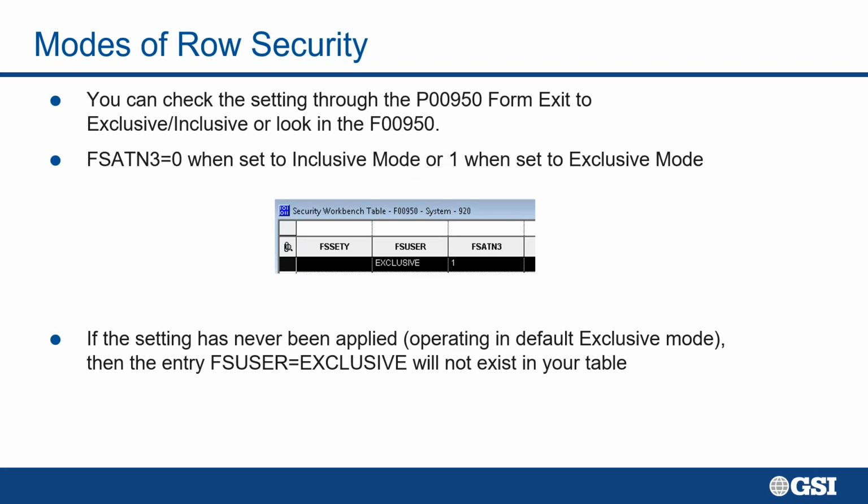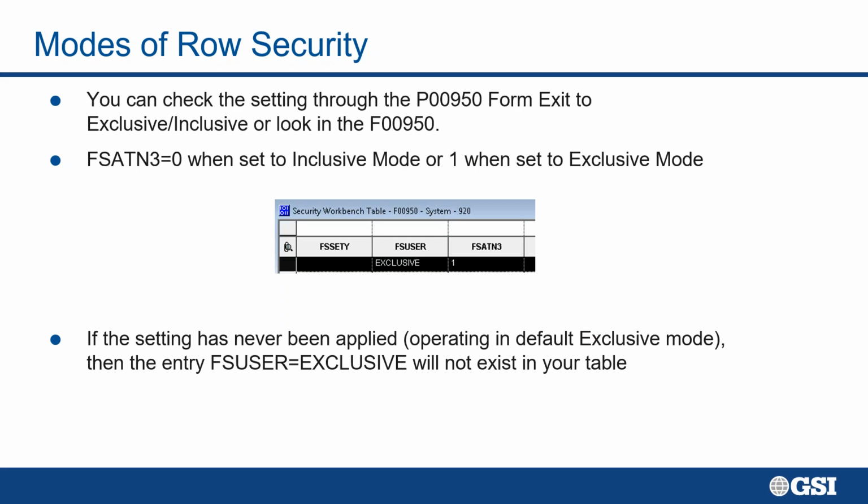And here's how it would be done. You can check it through the P00950 form exit, like mentioned, and you'll see the exclusive inclusive button. You click that and you'll see that screen that I just showed previously. If you go into Data Browser, you'll see the FS-ATN3 column and the FS user column. Those are the inclusive, exclusive signifiers. So FS user is going to tell you whether it's inclusive or exclusive, and then it's going to depend on the FS-ATN3 rating, which is either 0 or 1, 0 being inclusive, 1 being exclusive.